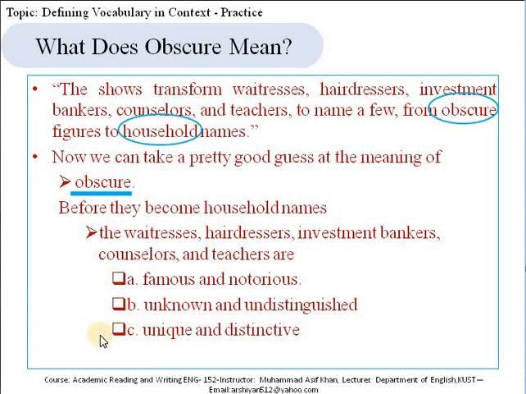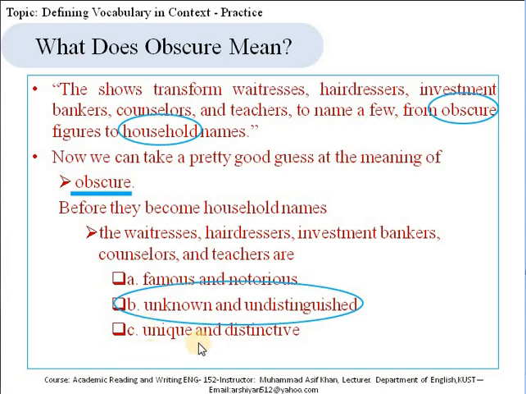Now you have to guess the meaning from this sentence. What is the meaning? There are three choices. A is famous and notorious, B is unknown and undistinguished, and option C is unique and distinctive. Yes, you are very right. The correct answer is B. It certainly can't be A, because we know that these people are not yet famous. The reality shows will make them famous, but until that happens, they remain obscure.